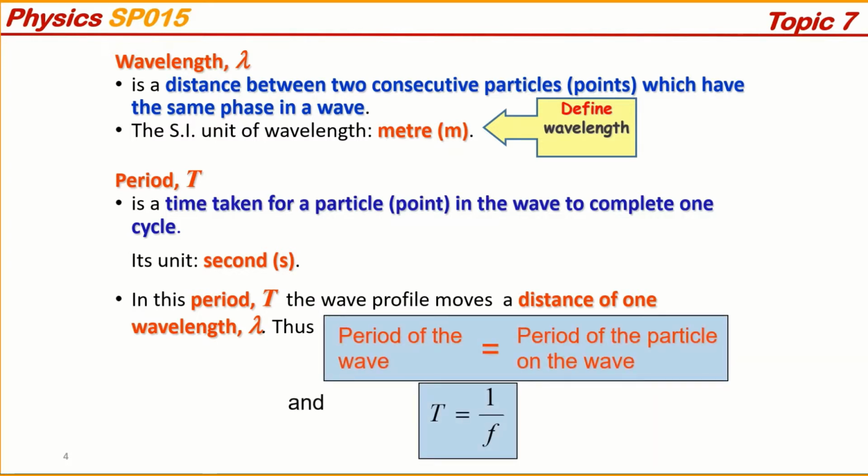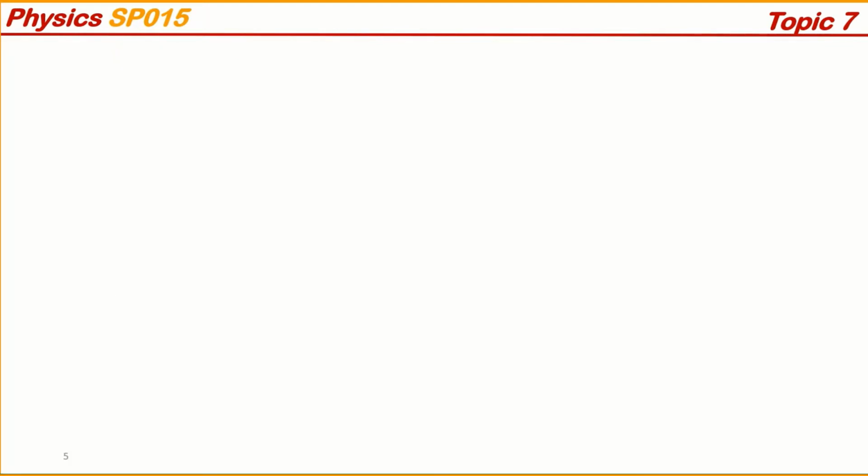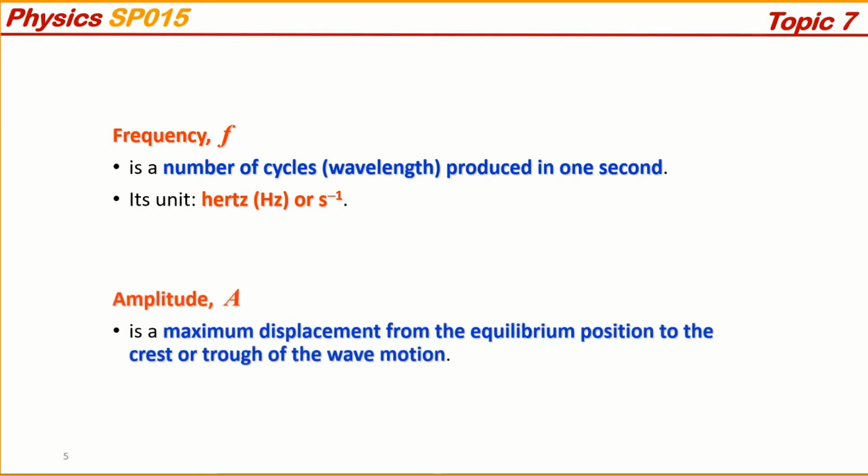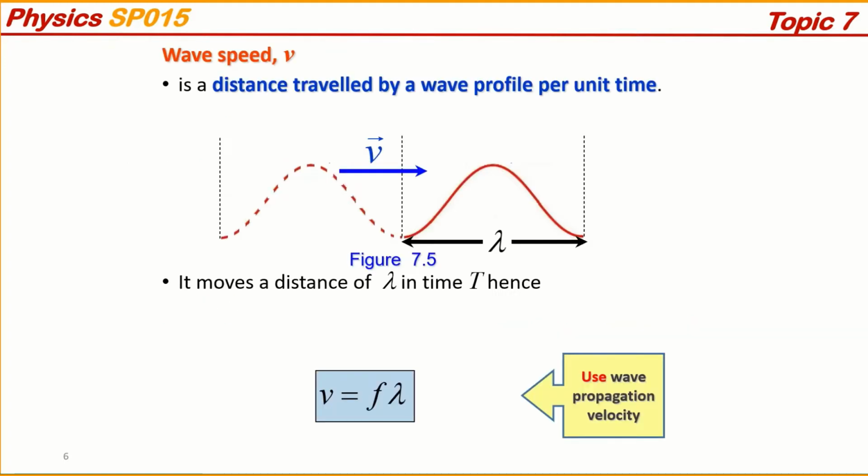Thus, the period of the wave equals the period of the particle on the wave, and T equals 1 over f. Frequency f is the number of wavelength cycles produced in 1 second. Its unit is hertz or per second. Amplitude A is the maximum displacement from the equilibrium position to the crest or trough of the wave motion.